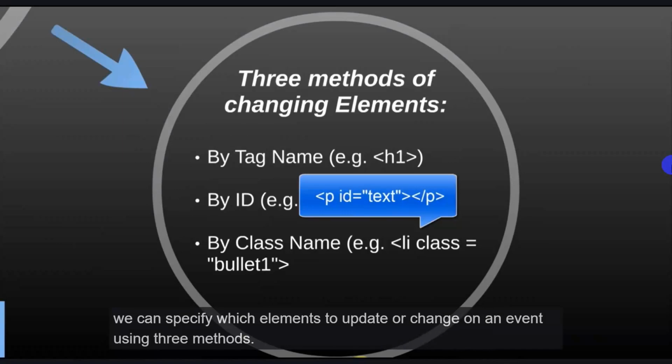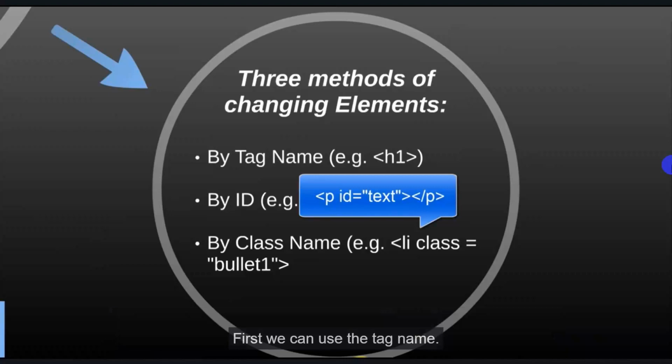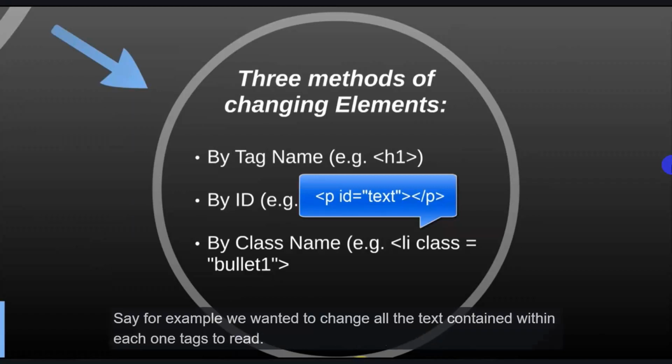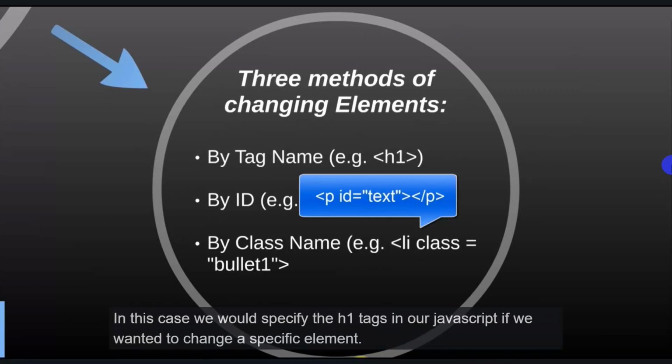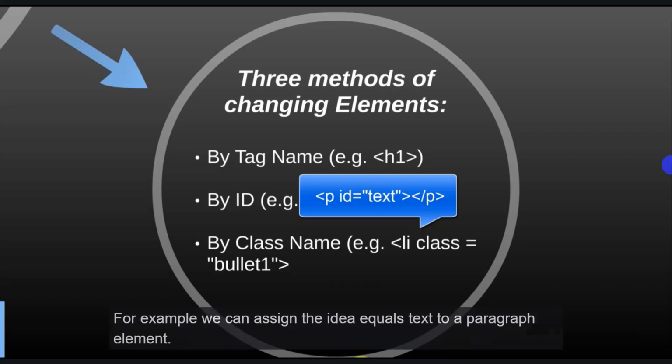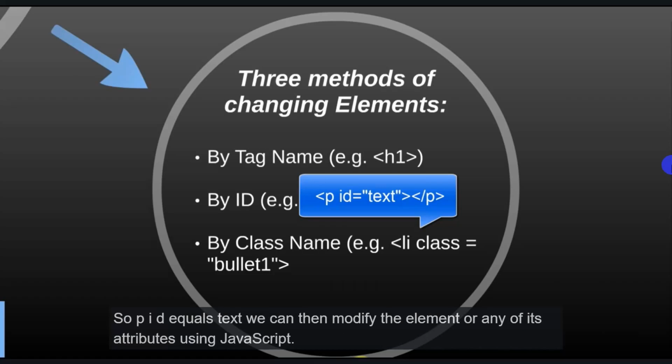We can specify which elements to update or change on an event using three methods. First, we can use the tag name. Say, for example, we wanted to change all the text contained within h1 tags to red. In this case, we would specify the h1 tags in our JavaScript. If we wanted to change a specific element, we can refer to it using an ID. For example, we can assign the ID equals text to a paragraph element, so p id equals text. We can then modify the element or any of its attributes using JavaScript.